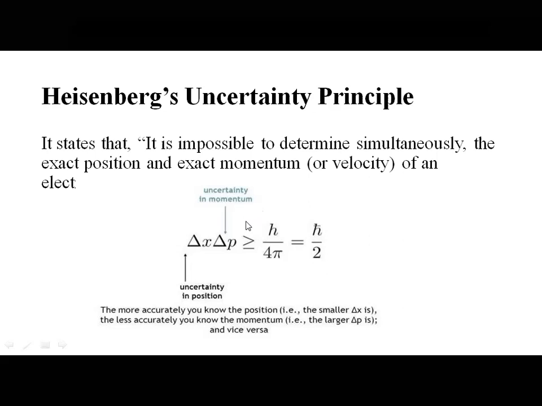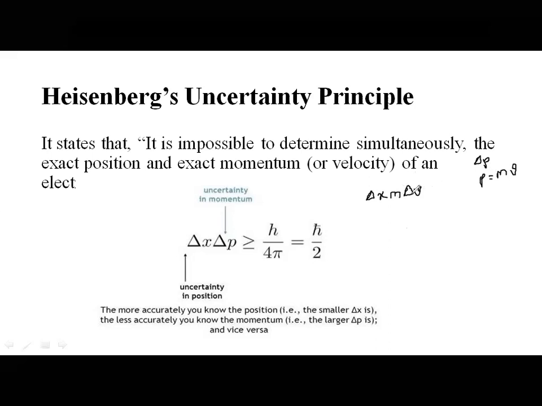When you are solving numericals, you can take it as equal to h upon 4 pi. The more accurately you know the position, the less accurately you will know the momentum. If the uncertainty in position is less, you know the position more accurately. If the uncertainty in momentum is less, you know the velocity of the electron in a better way, and vice versa. So this is Heisenberg's uncertainty principle. Bohr's postulate was not in accordance with it. You can also write it in another form: delta x into delta p, and since p is equal to mv, I can write m delta v.